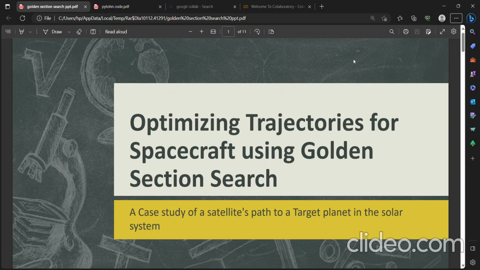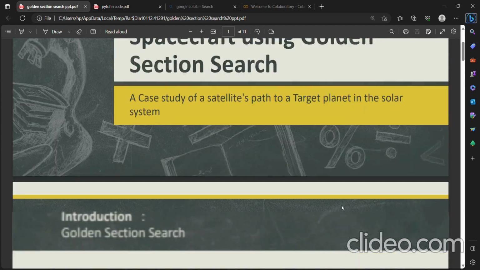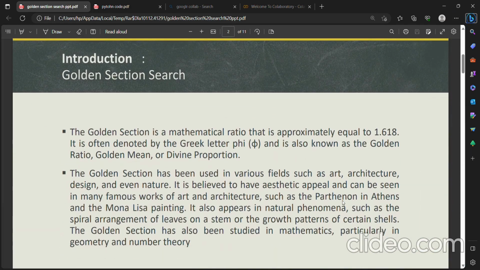Hello everyone. This video is about optimizing trajectories for spacecraft using the golden section search method, a case study of a satellite's path to the target planet in the solar system. Next, introduction to the golden section search method.